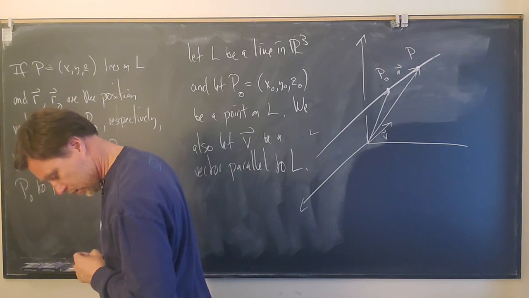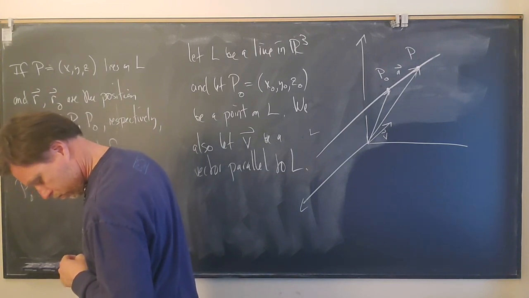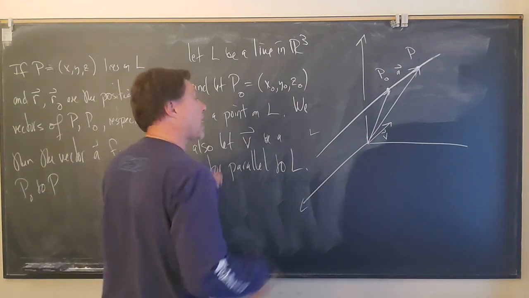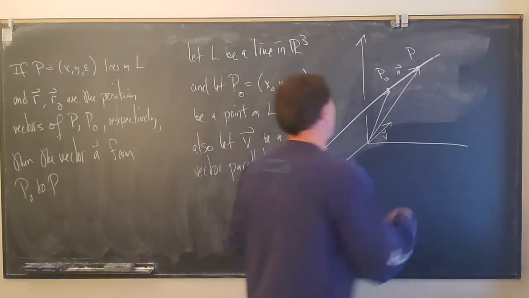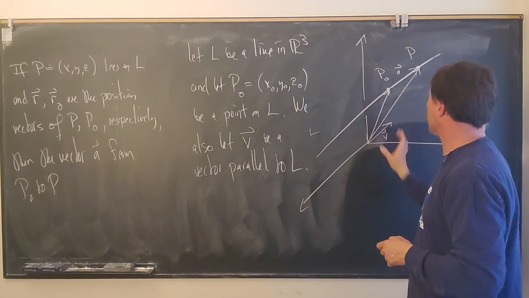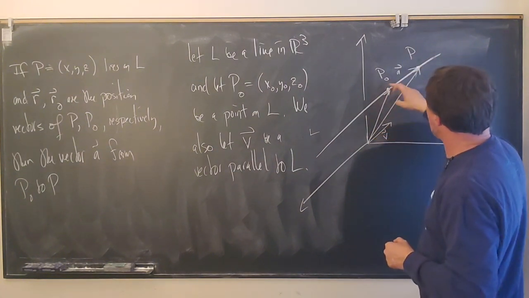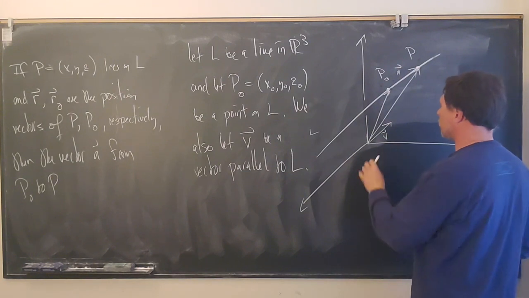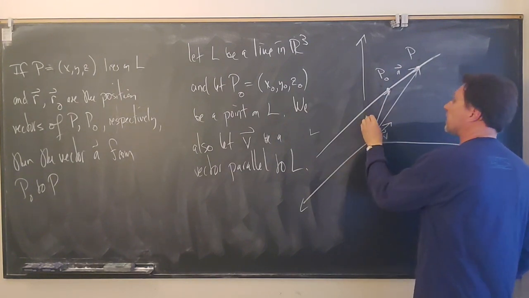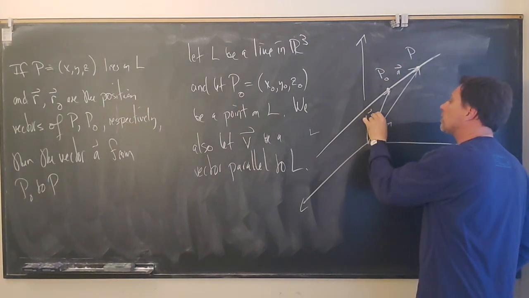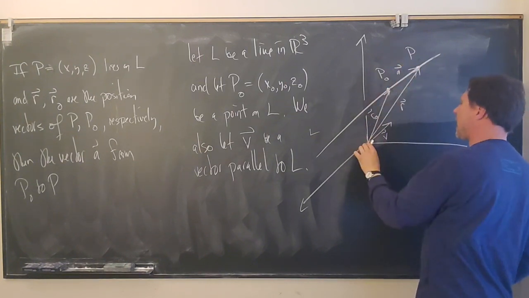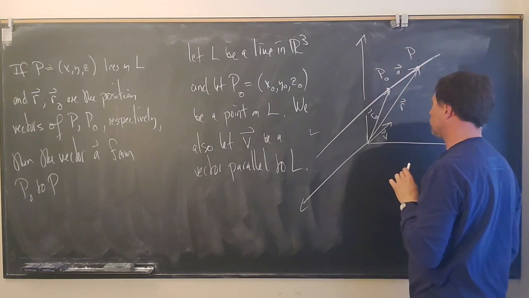So there's actually two things. First of all, notice that A has to be a scalar multiple of V. Also, notice that A is one of the vectors that completes this triangle right here. So let me label these. Here is R0, and here is R. So R0 plus A equals R.